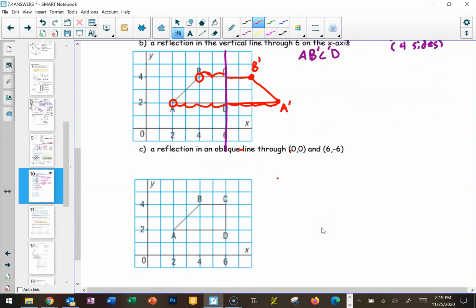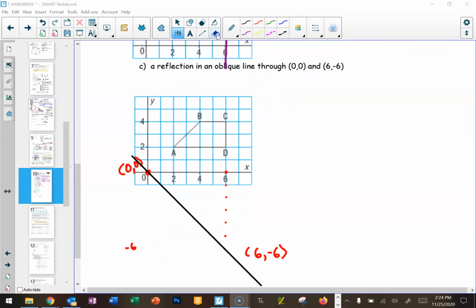A reflection in an oblique line, oblique just means an angled line. Okay? There's horizontal lines, vertical lines, and oblique lines, and I think we did that in Unit 4, maybe. A reflection in an oblique line through 0, 0, and 6, negative 6. Okay, so let's find those first. 0, 0 is the origin, and 6.